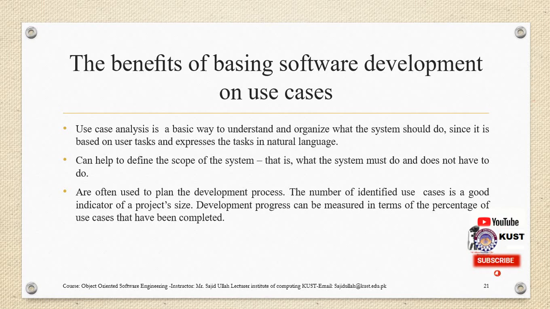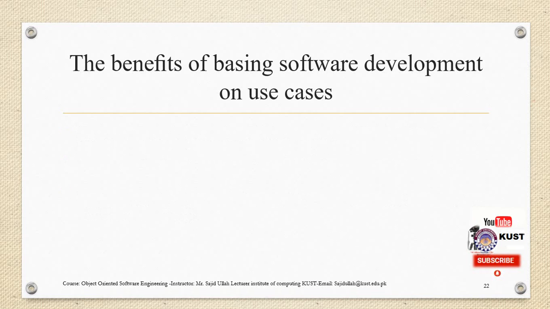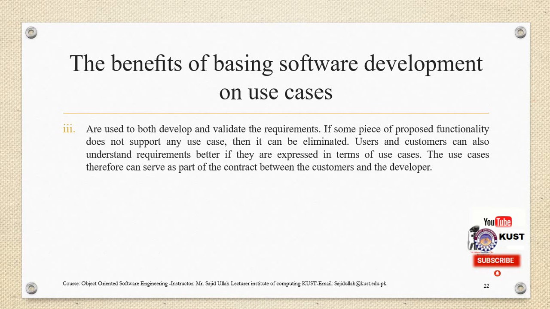Use case analysis is a basic way to understand and organize what the system should do, since it is based on user tasks and expresses the tasks in natural language. First, it can help to define the scope of a system, that is, what the system must do and does not have to do. Second, use cases are often used to plan the development process. The number of identified use cases is a good indicator of the project size. Development progress can be measured in terms of the percentage of use cases that have been completed.